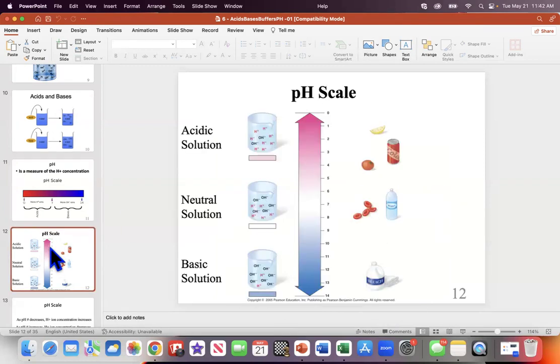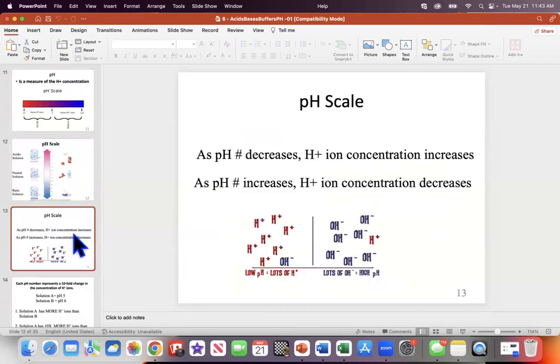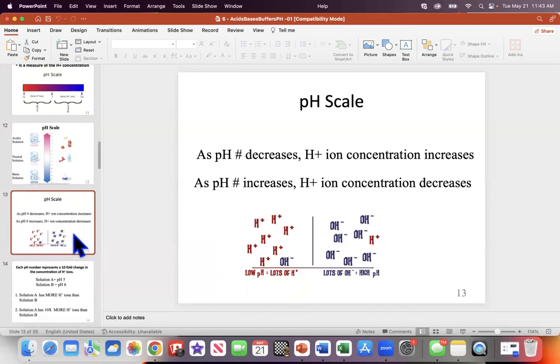You can measure every solution, and it will give you a number. Like Coke's pH is 2.5, very acidic. Water's pH is 7, neutral. Bleach is basic, with a pH higher than 7, about 10 or 11. So that's the pH scale. The first thing you need to know about the pH scale is that if the solution is more acidic, the pH number will be smaller, and if it's more basic, it will be bigger.